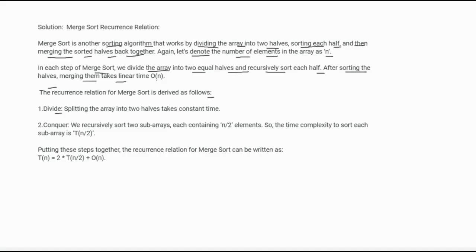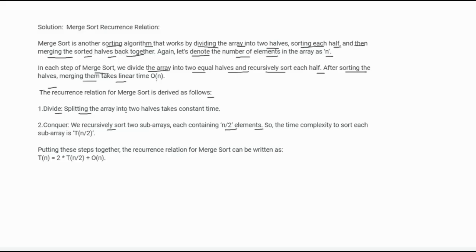So here we divide: splitting the array into two halves takes constant time. Conquer: we recursively sort two sub-arrays, each containing n by 2 elements. So why are we taking n by 2? Because we are dividing into halves. So the time complexity to sort each subarray will be T of n by 2.